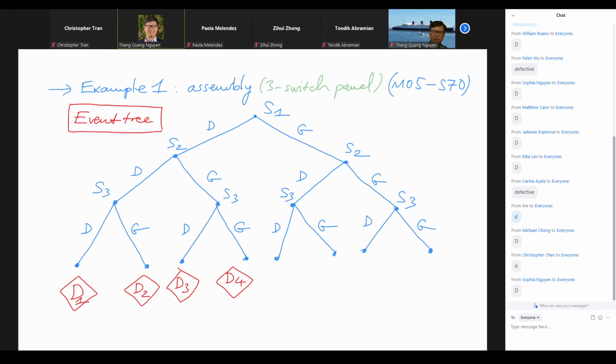Okay, and then the next one, if we trace that branch right here, we have good, defective, defective. I'm sorry, I have a question. For D4, you said because the first one is defective, it makes it all defective?